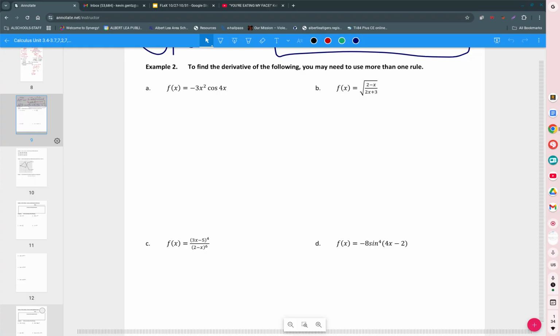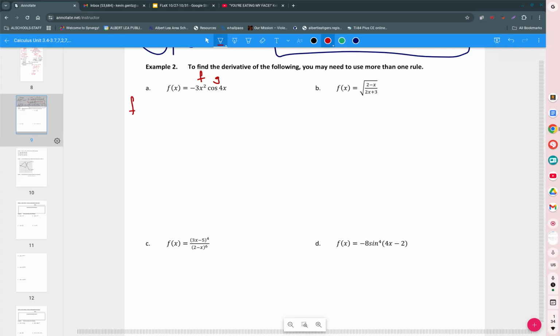Product and chain. Notice as we read it, negative 3x squared is a function in and of itself, times the cosine of 4x. So I see that I have product and I see that I have chain. Which one do we set up first? Well, it's in the order of operation: cosine of 4x, negative 3x squared, and then you multiply them together. The last thing I did was multiply them together, so that's the first thing I set up.